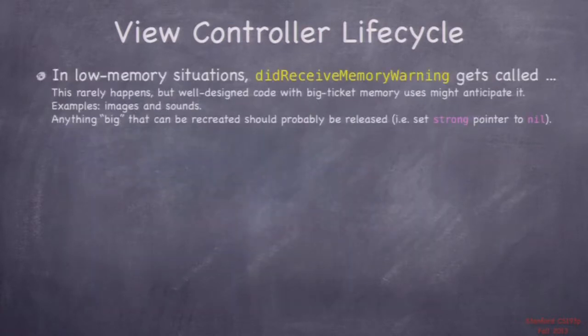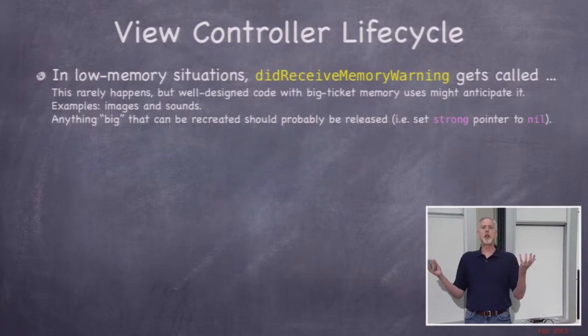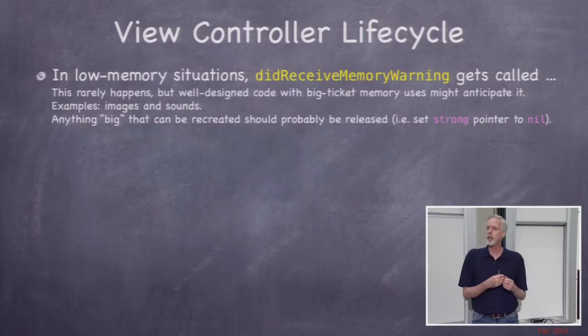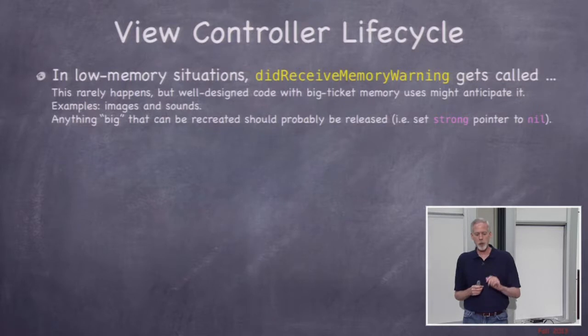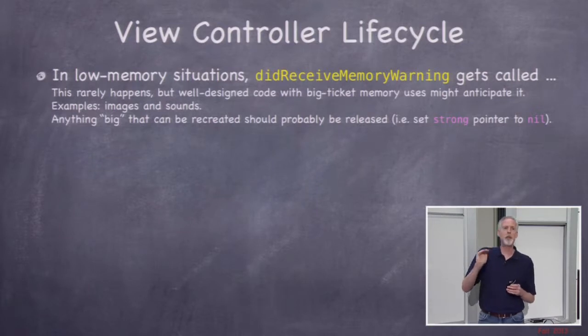In low memory situations, your view controller is going to get a message called didReceiveMemoryWarning. Low memory doesn't necessarily mean your app is using a lot of memory. It might be that all apps on the phone combined are using a lot of the memory and it needs some of it back, so it might be sending this to lots of applications. It's completely up to the system to decide whether it wants to generate this warning. And your only responsibility when you get this is to try and free up memory, that means in the heap, and that means setting strong pointers you have to nil.